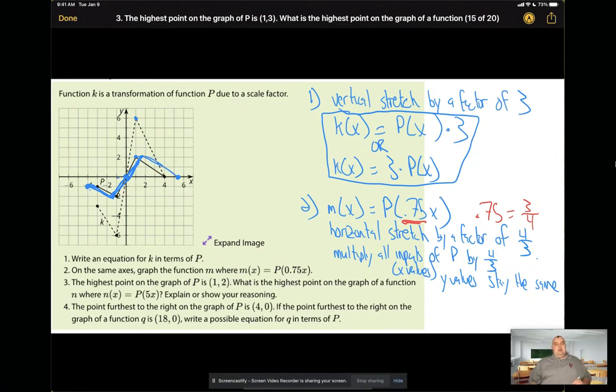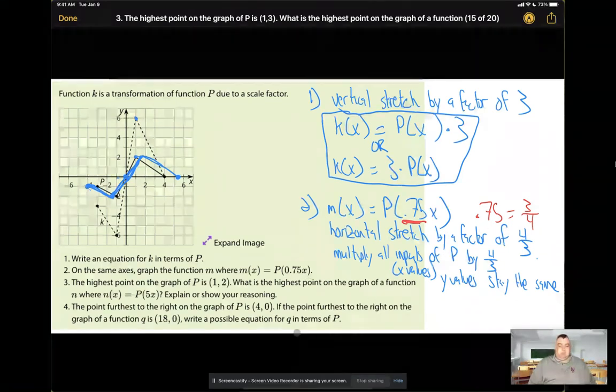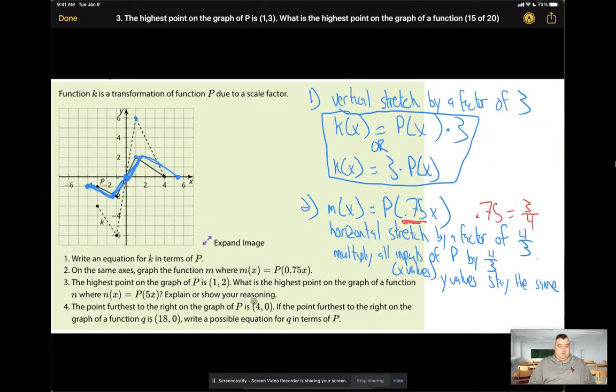Okay. So that blue graph that I just drew is the new graph for P of 0.75x. Again, because it was a horizontal stretch, okay, I had to do the opposite, which means multiplying all of the inputs by 4/3. Okay. So let's go to number 3 now.